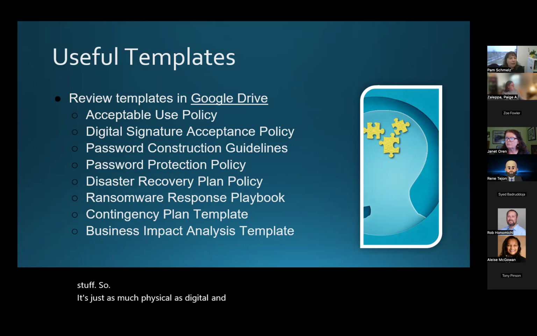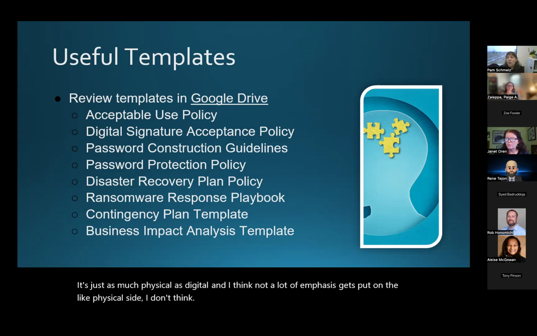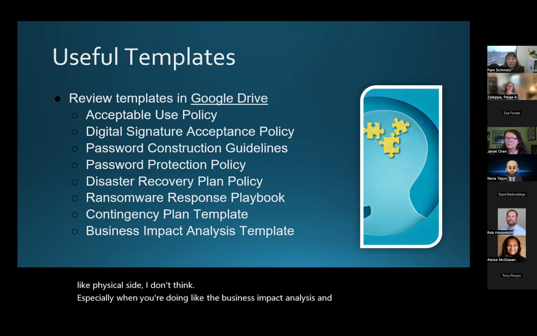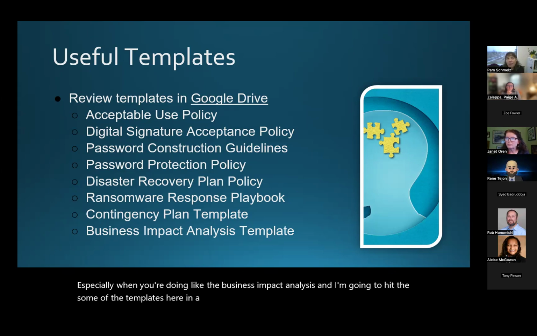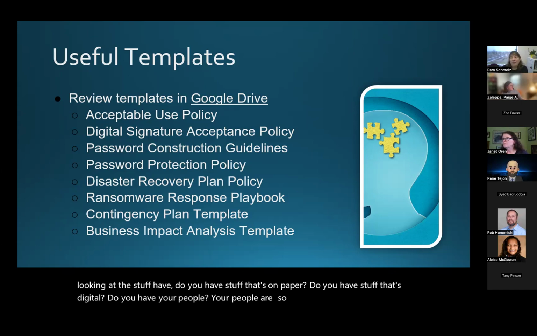And I think not a lot of emphasis gets put on the physical side. Especially when you're doing the business impact analysis, and I'm going to hit some of the templates here in a minute. But just going through your business and looking at the stuff you have. Do you have stuff that's on paper? Do you have stuff that's digital? Do you have your people? Your people are assets. So what's the impact to that?